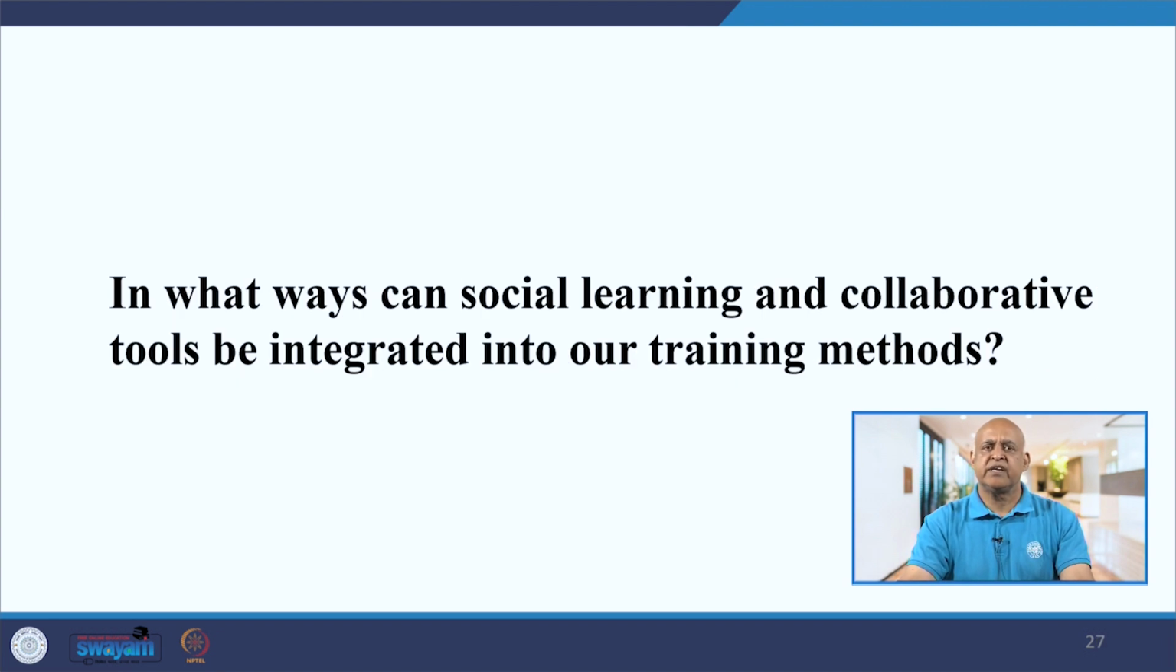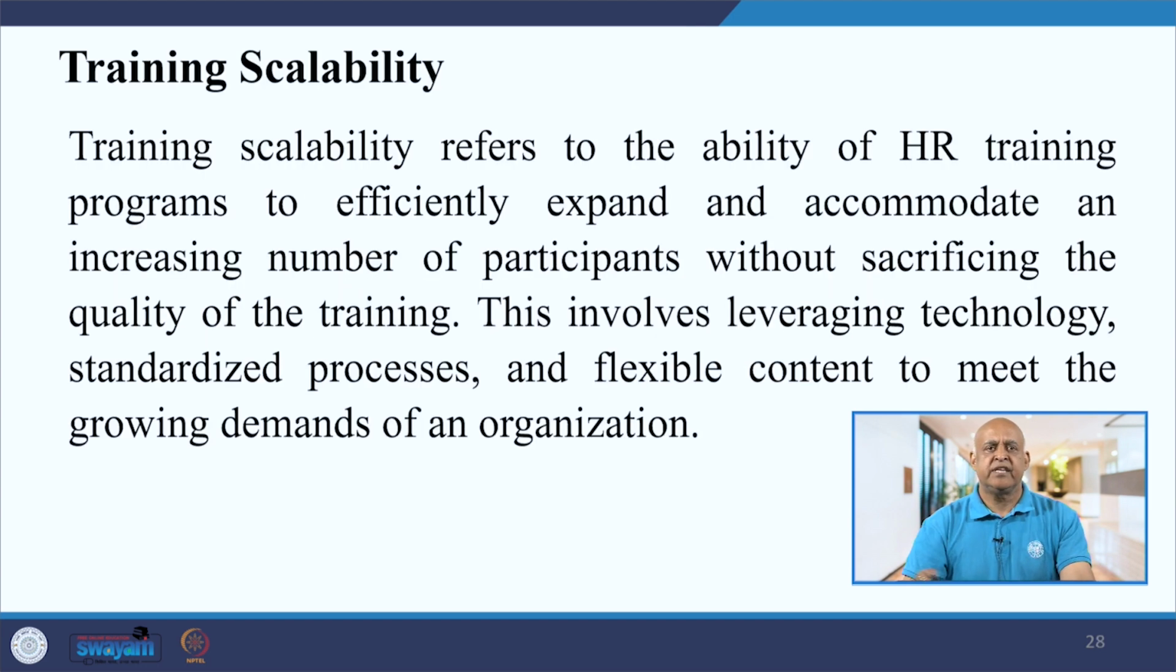This shows the concern: in what ways can social learning and collaborative tools be integrated into our training methods? Training scalability refers to the ability of HR training programs to efficiently expand and accommodate an increasing number of participants without sacrificing the quality of the training. This involves leveraging technology, standardized processes and flexible content to meet the growing demands of an organization.